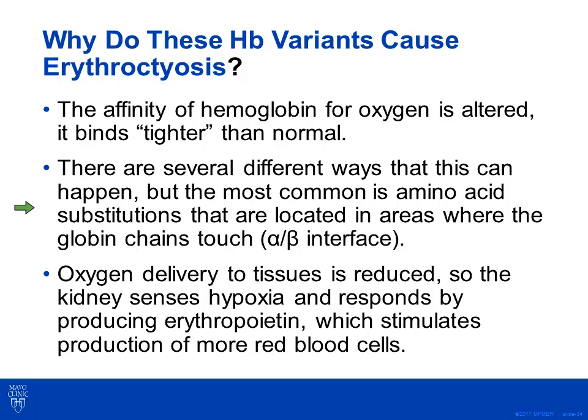So because of this tight binding, oxygen delivered to tissues is reduced. The kidney senses this as, in essence, a hypoxic situation, responds by producing erythropoietin, which then stimulates production of more red blood cells. So with the increased mass, there comes a point where it is not felt to be hypoxic anymore. So this feedback mechanism is shut down. So these patients really have an equilibrium that's just higher than normal. Their normal set point is, say, at 18.5, where others would be much lower than that.